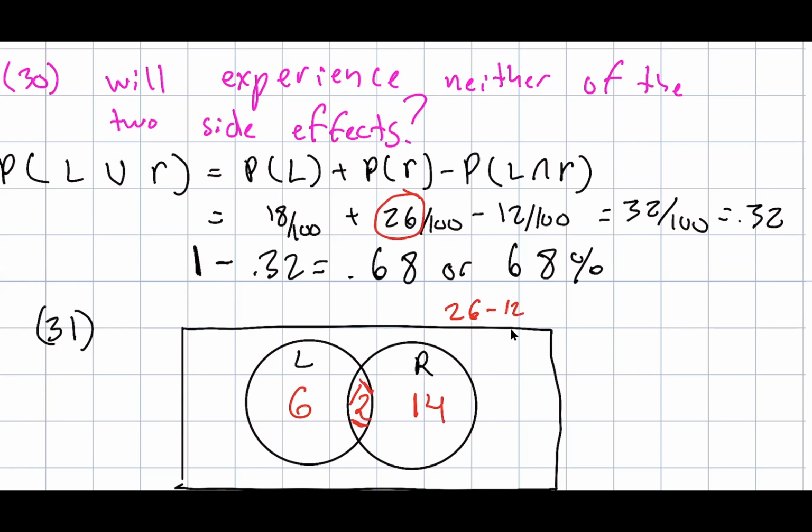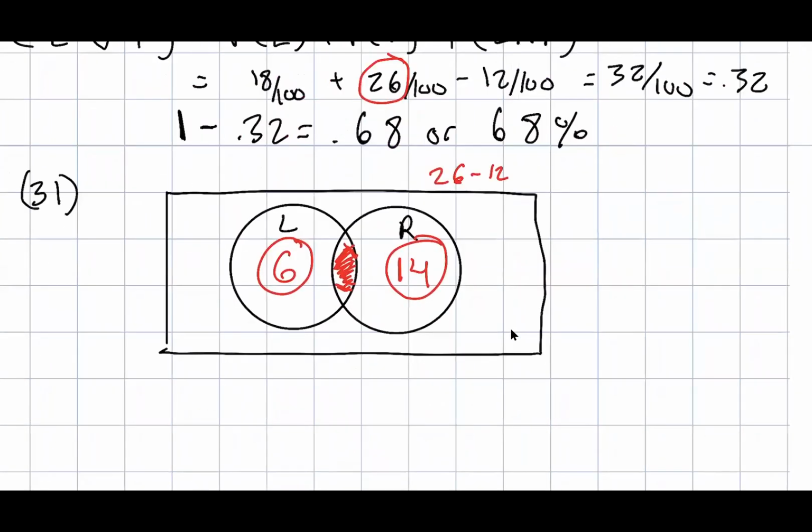If you look at the question, we only want to find people that suffer from only one side effect. So we want them to suffer purely from loss of sleep or purely from raised blood pressure, but we don't want people who suffer from both of these side effects. So we don't want the 12. We only want the 6 and the 14. If you do 6 plus 14, you get 20 over 100, and that's 20%. And that's it for 31. Any question for 31?